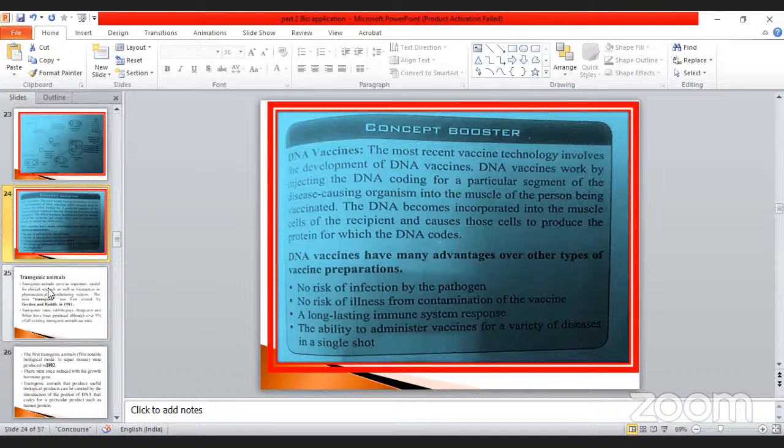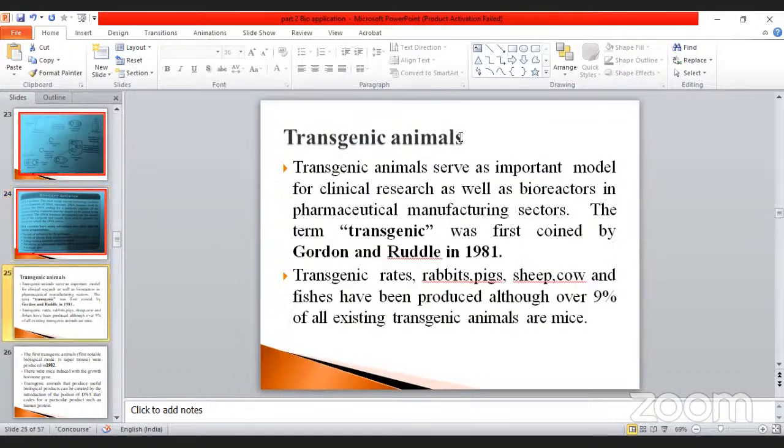Okay, so go to the next one, which is transgenic animals. You should know, so many animals have been reported, and so many animals are also under research.